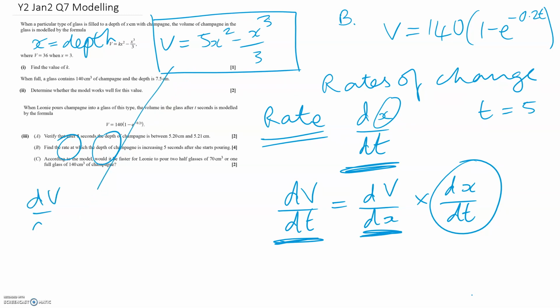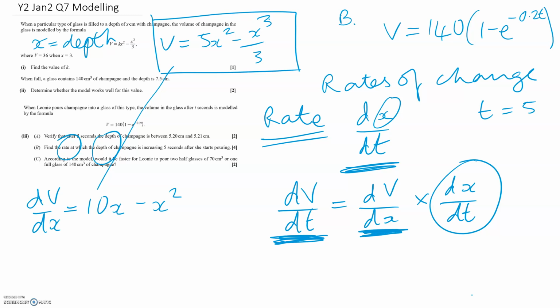This. So dv by dx is 10x minus, that's going to be 3x squared over 3. So that's just going to be 10x minus x squared. So that's this done. We just need to find dv by dt now.